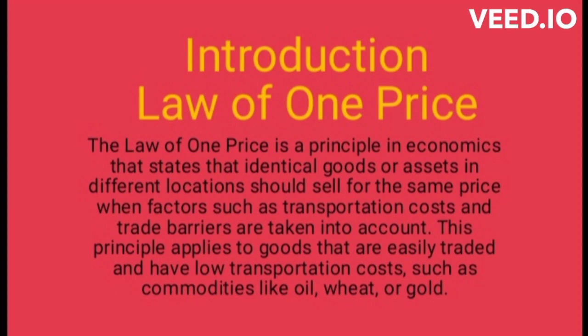In this video, we are learning about the law of one price. The law of one price is a principle in economics that states that identical goods or assets in different locations sell for the same price when factors such as transportation cost and trade barriers are taken into account. This principle applies to goods that are easily traded and have low transportation cost, such as commodities like oil, wheat, or gold.